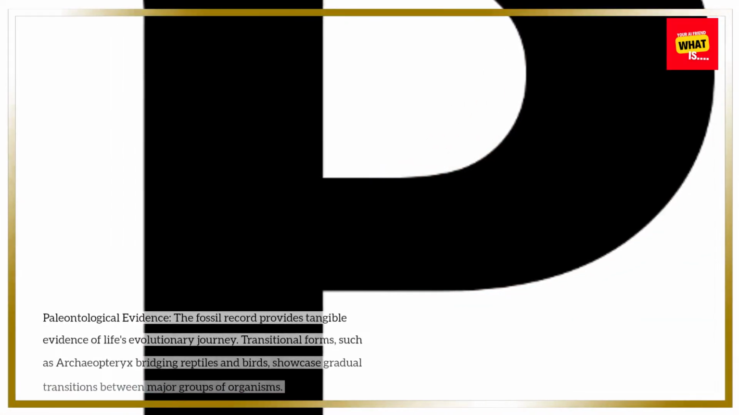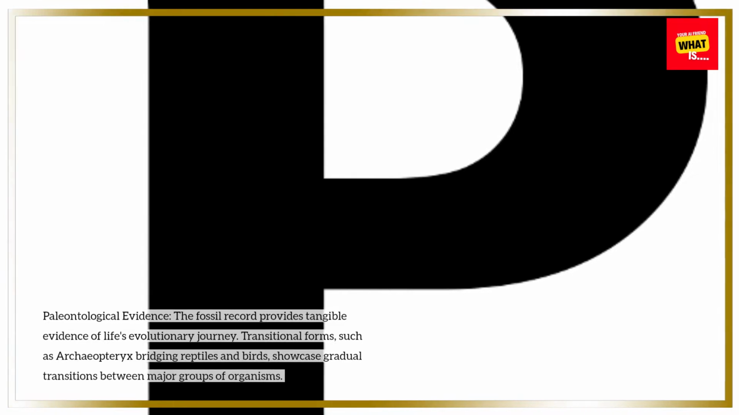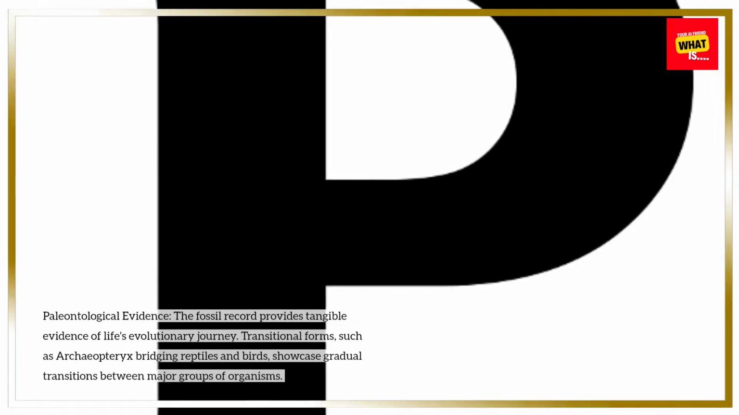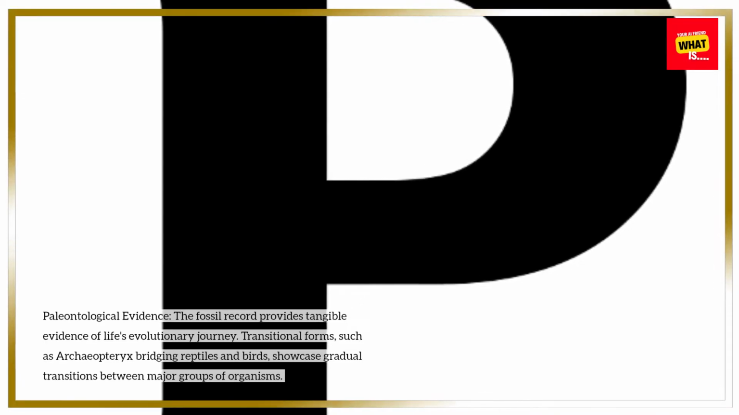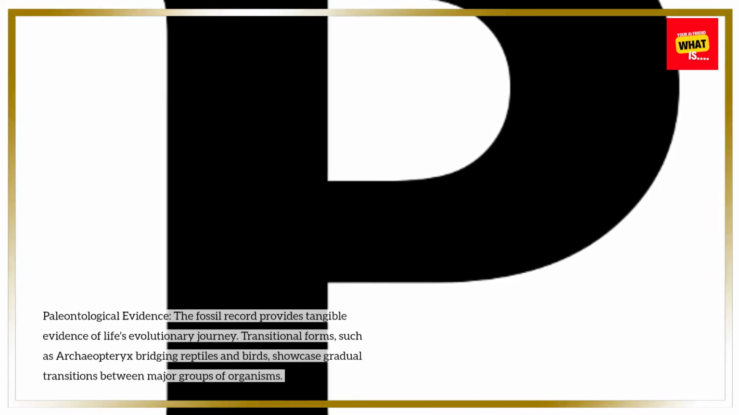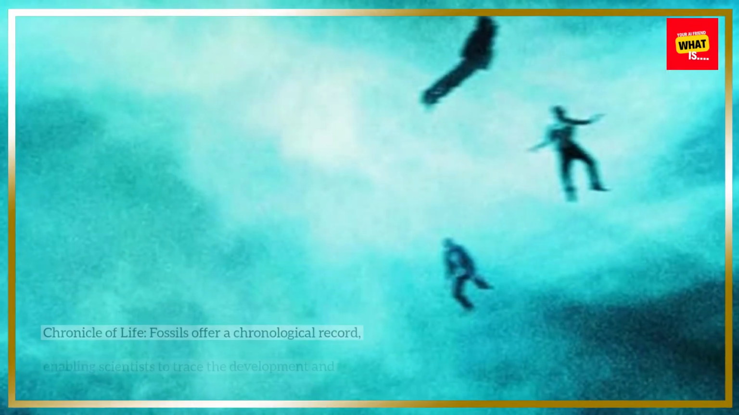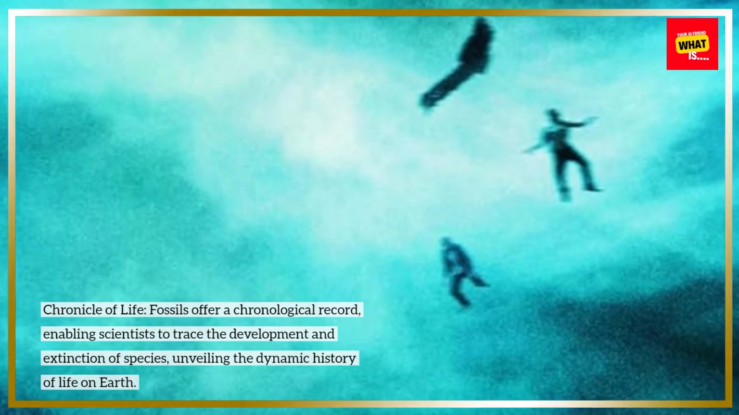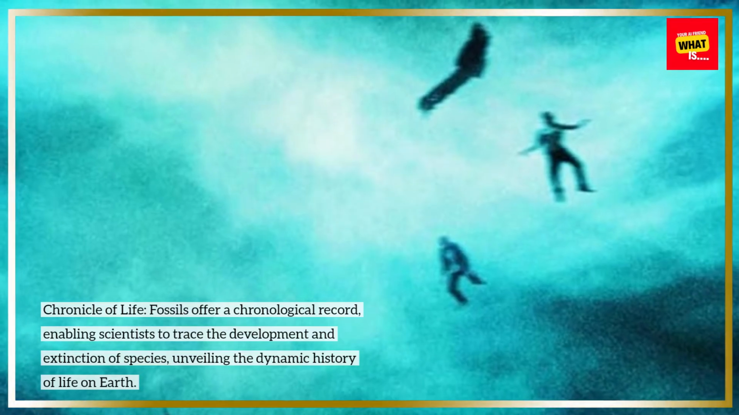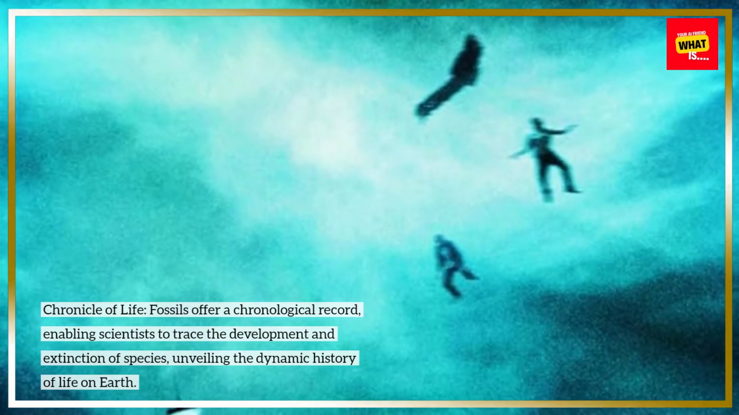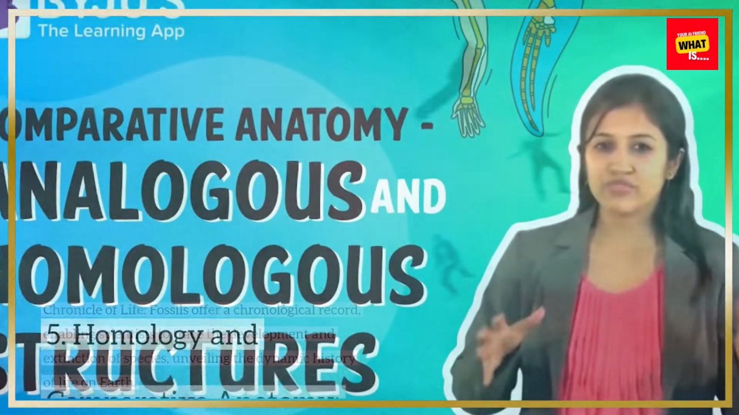4. Fossil record and transitional forms. Paleontological evidence. The fossil record provides tangible evidence of life's evolutionary journey. Transitional forms, such as Archaeopteryx bridging reptiles and birds, showcase gradual transitions between major groups of organisms. Chronicle of life. Fossils offer a chronological record, enabling scientists to trace the development and extinction of species, unveiling the dynamic history of life on Earth.